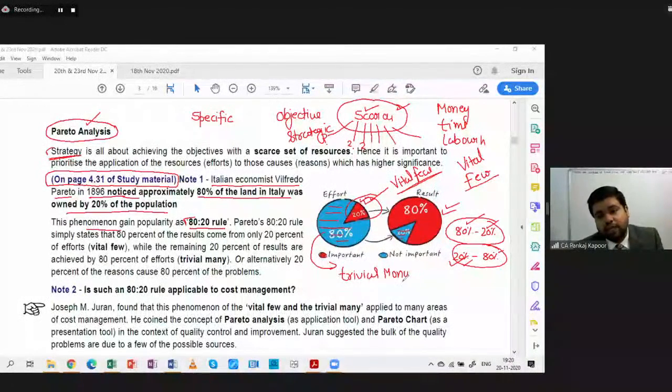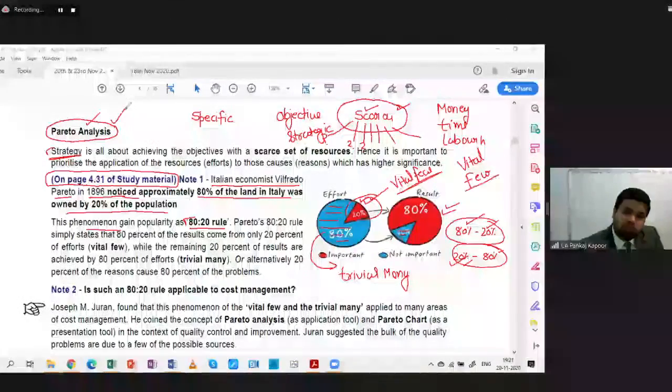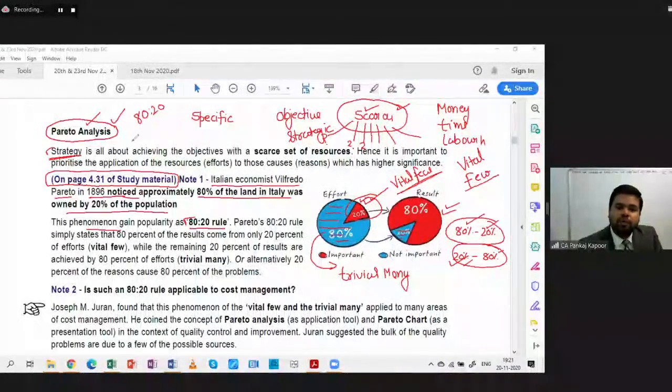So if in the paper you find the name Pareto analysis, or you find the name 80-20 rule, or you find the name vital few and trivial many analysis, the meaning should be taken as the same. Agreed? I hope it is clear to you.